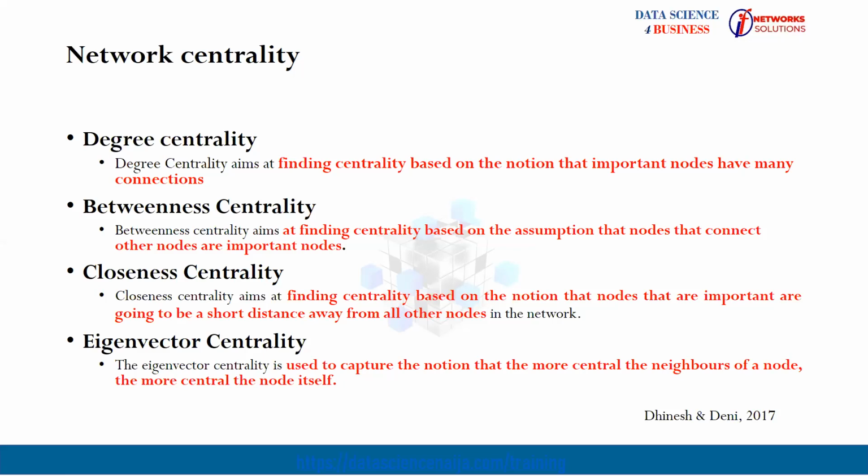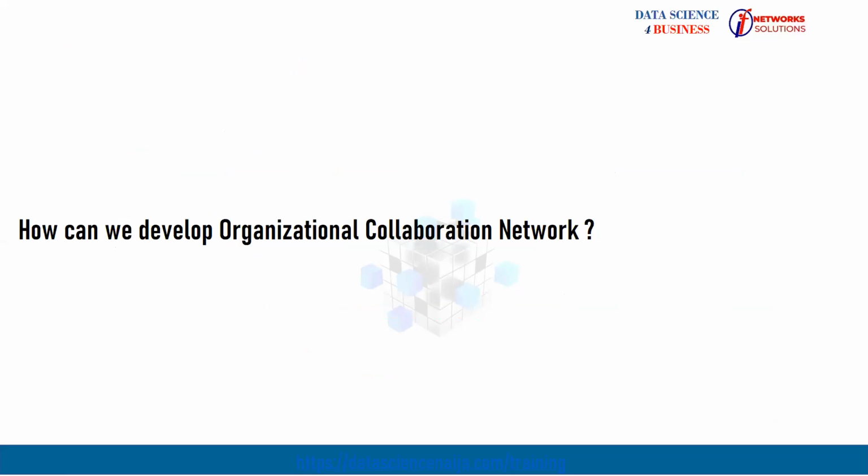That's for the closeness. Then the eigenvector centrality is used to capture the notion that the more central the neighbors of a node, the more central the node itself. So we are saying that the central node is important. That's the eigenvector centrality. Those are the metrics that we are going to talk about. We have quite a number of them, which is much more than I just said.